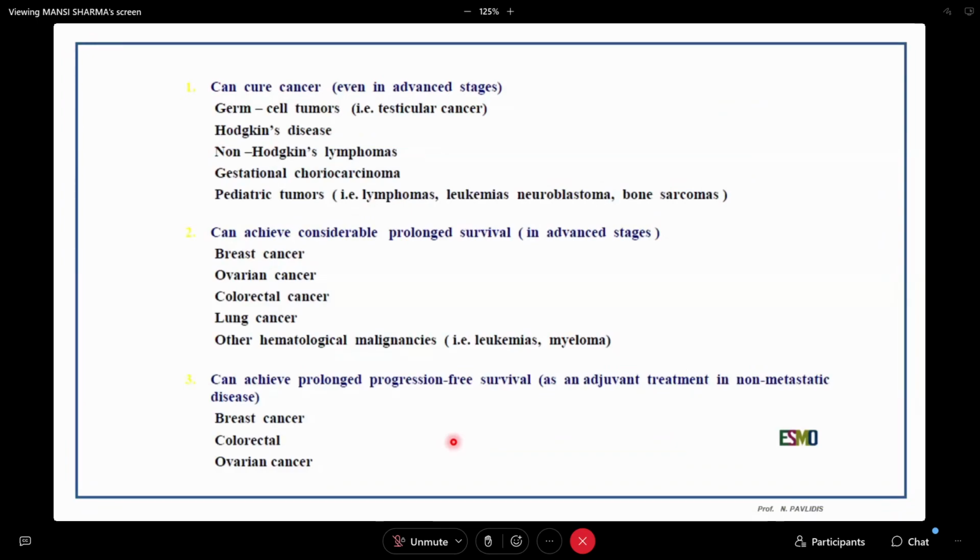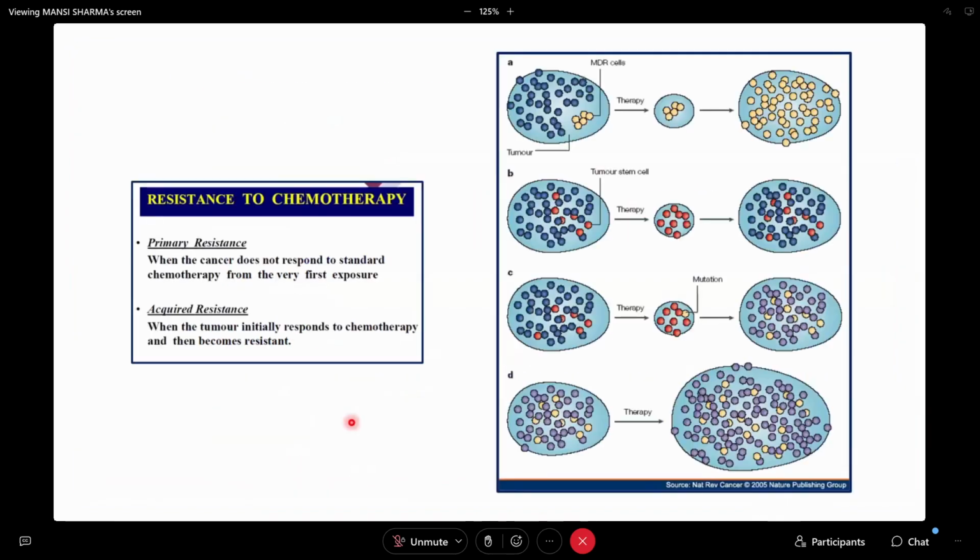And this is another way in which we classify combination therapy regimens: those which can cure cancer even in advanced stages, for example germ cell tumors, Hodgkin's disease, non-Hodgkin's lymphomas, choriocarcinoma, childhood tumors; those which can achieve considerable prolonged survival in advanced stages, that is breast, ovarian, colorectal, lung cancer, head and neck cancer, other hematological malignancies like leukemias and myeloma; and those which can achieve prolonged progression-free survival as adjuvant treatment in non-metastatic disease, like chemo regimens for breast cancer, colorectal and ovarian cancer.